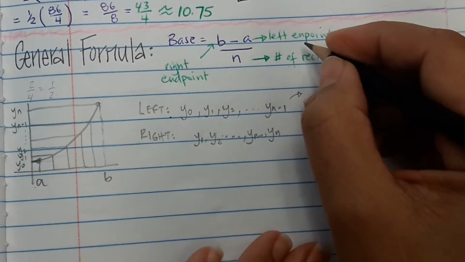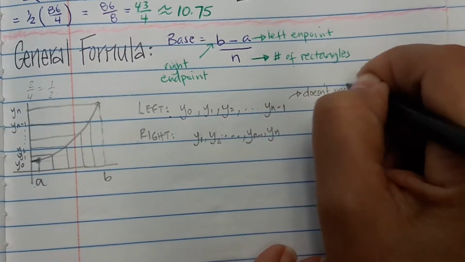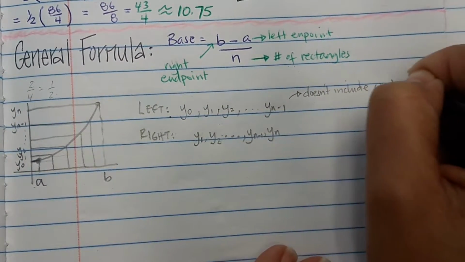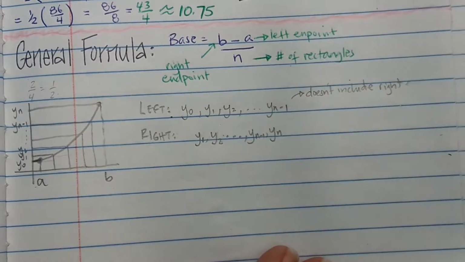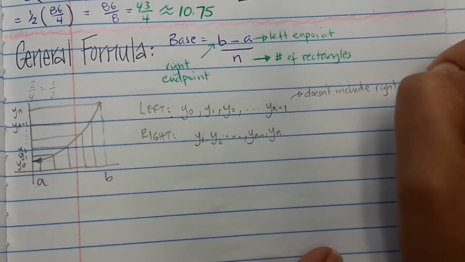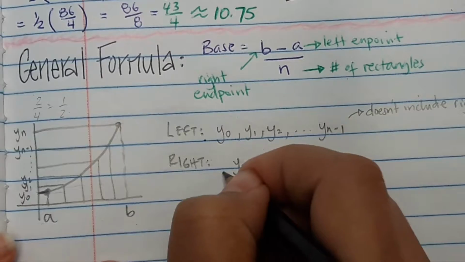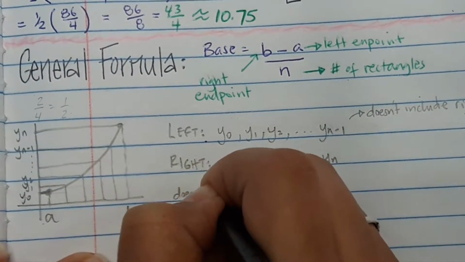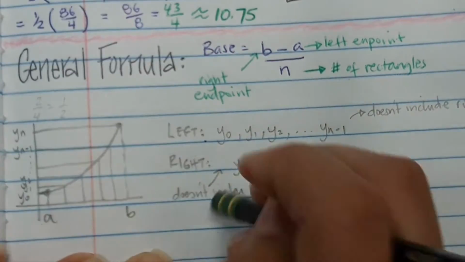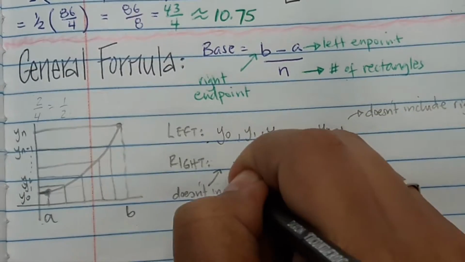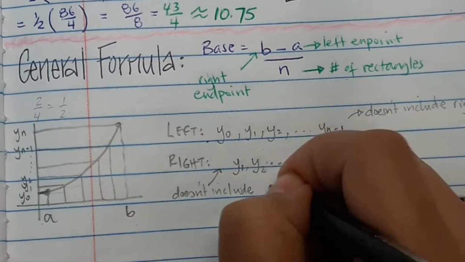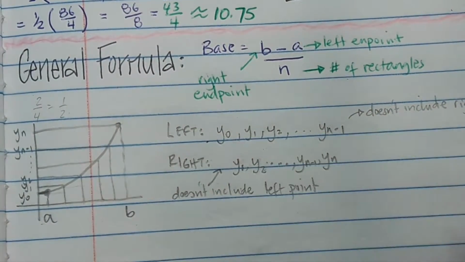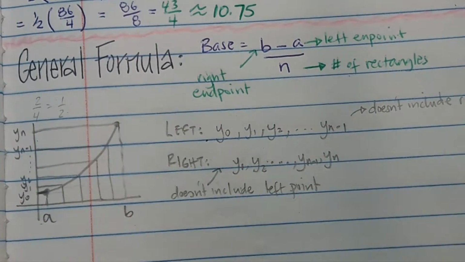So again, from the left hand side, it doesn't include the last endpoint on the right, because that's not a left point. And the one on the right doesn't include the first left endpoint, because that's not a right endpoint. This is a listening check. Underline general formula.